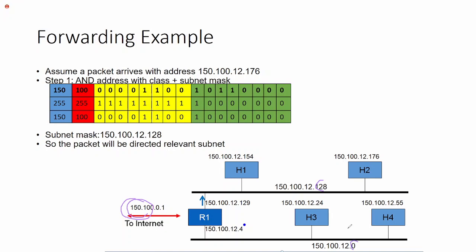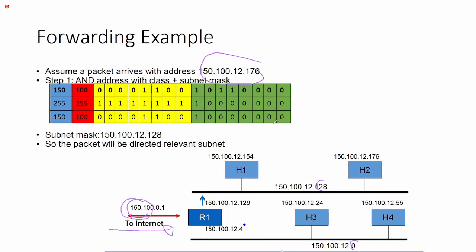Assume a packet arrives with the address 150.100.12.176, right? So this IP packet is coming from here. Now this router wants to understand whether you should send it to this network or this network. So what do you do? You take the IP address and then the subnet mask and do this AND operation.